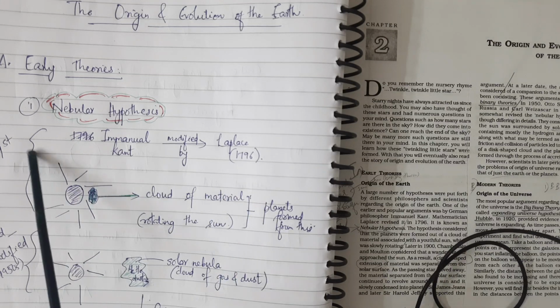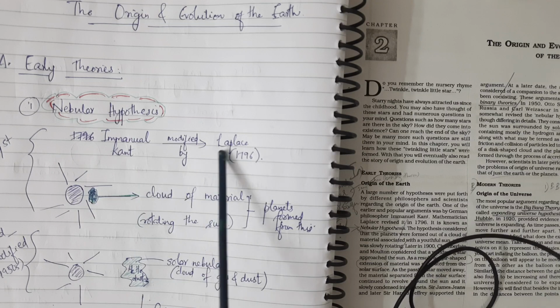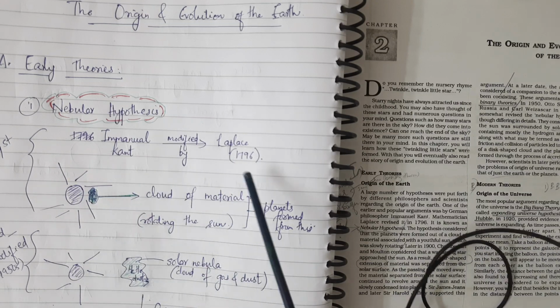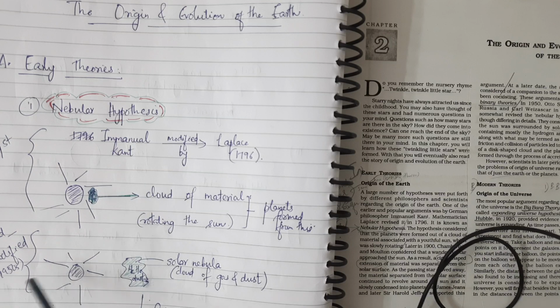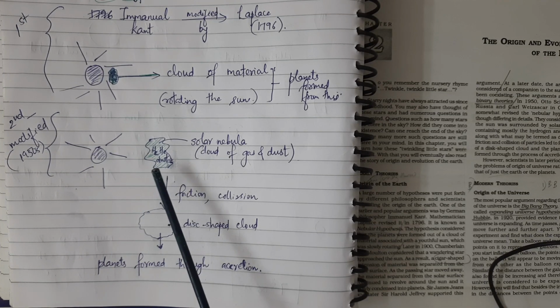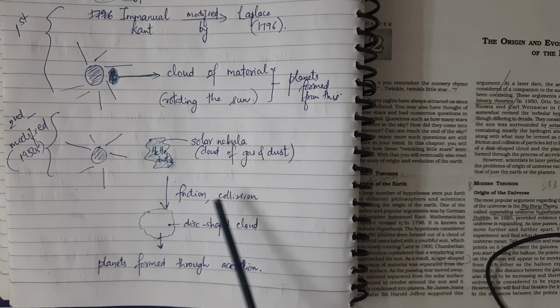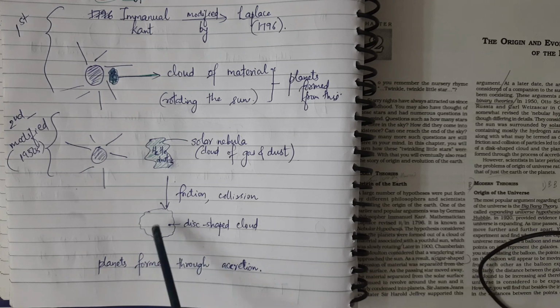This is the first nebula hypothesis, put forward by Immanuel Kant and later modified by Laplace in 1796. Then, around the 1950s, it was modified again. It says there is the sun, and a solar nebula of hydrogen, helium, gas and dust. Due to friction and collision, it got converted into a disc-shaped cloud, and planets formed from this cloud based on accretion.